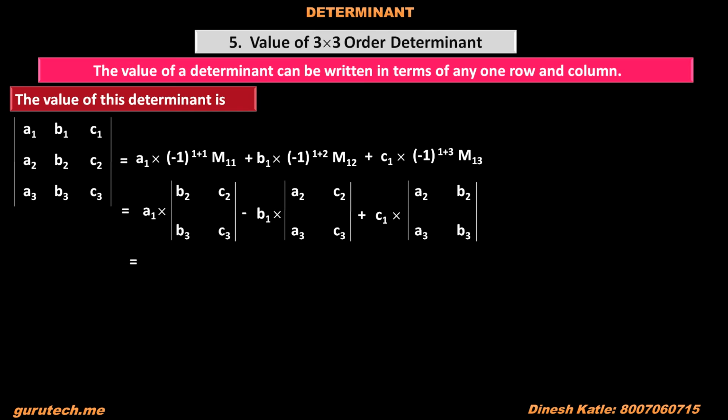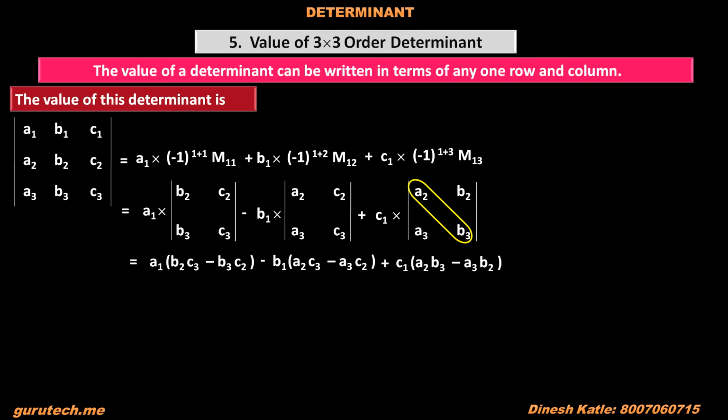Therefore, its value becomes A1 into value of its minor B2 C3 minus B3 C2, minus B1 into its minor A2 C3 minus A3 C2, plus C1 into its minor A2 B3 minus A3 B2.